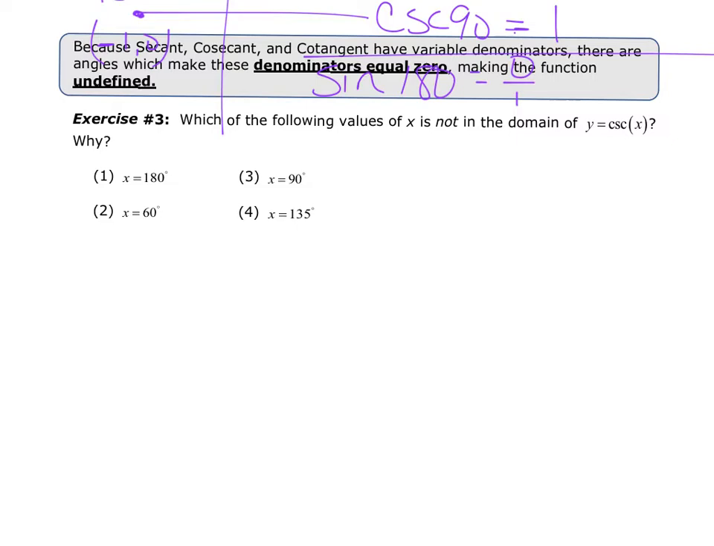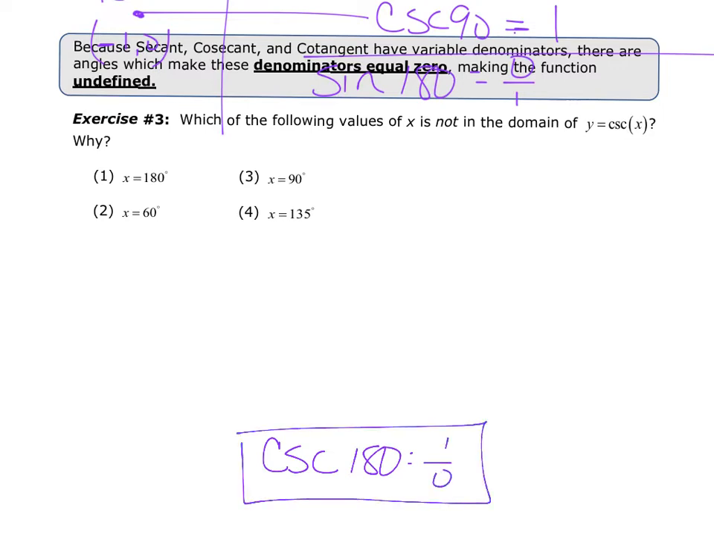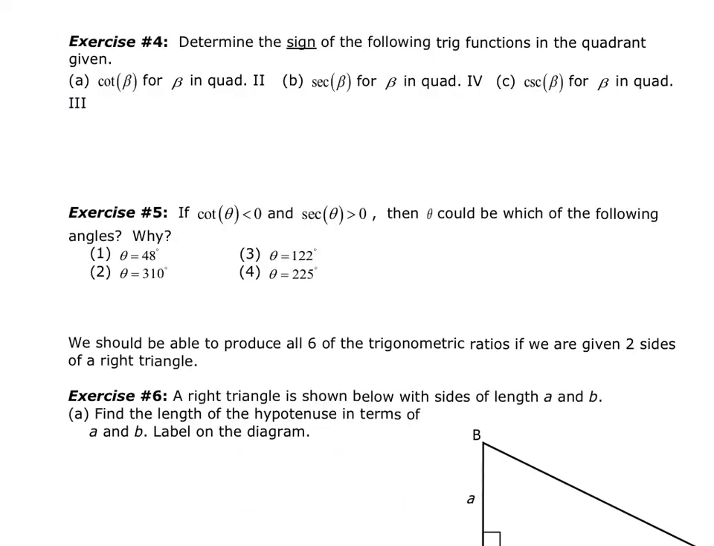So if I'm going to find the cosecant of 180 degrees, I'm going to flip that upside down and I have 1 over 0. Therefore, the denominator is 0. That is not possible. So we are saying choice 1 is the correct answer.